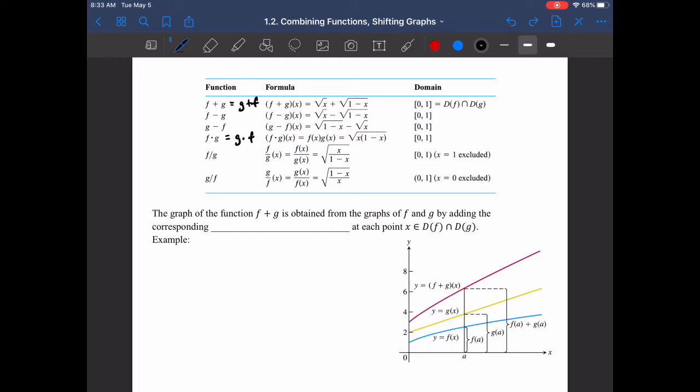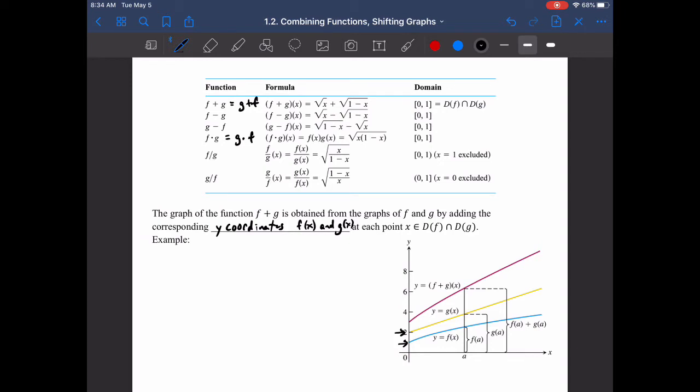The graph of the function f plus g is obtained from the graphs of f and g by adding the corresponding y coordinates f of x and g of x. Kind of squishing that in there, sorry. At each point. So essentially, this is just going through. You see our function here. Here's f of x. It's in blue. Here's g of x in yellow.